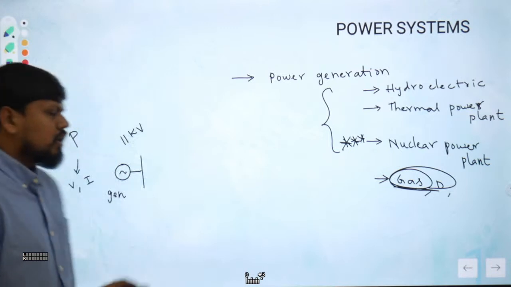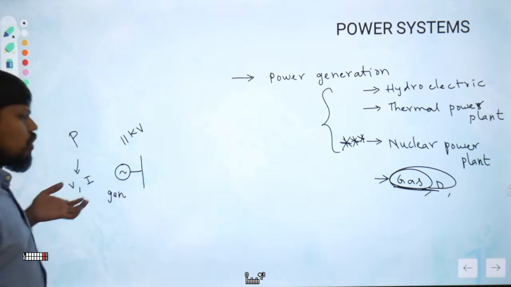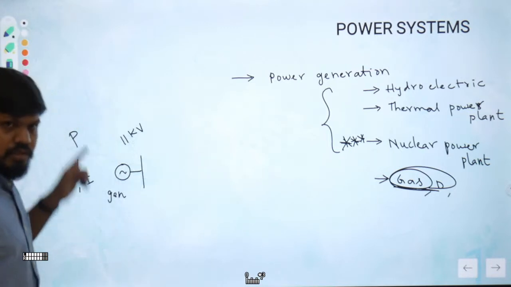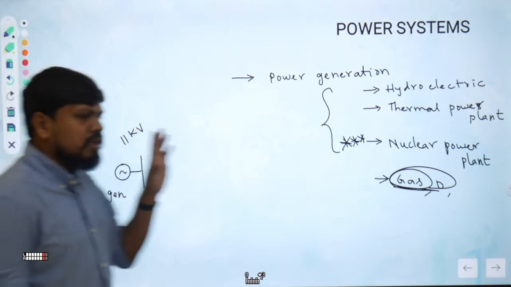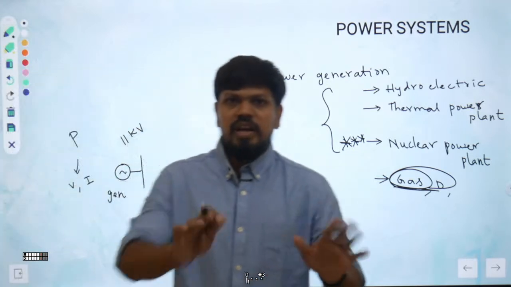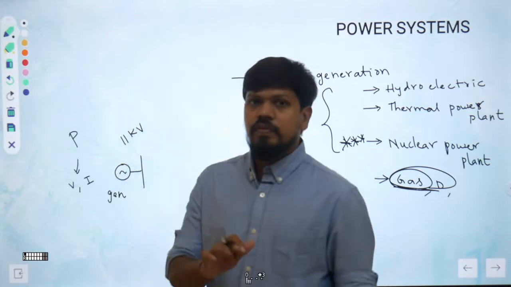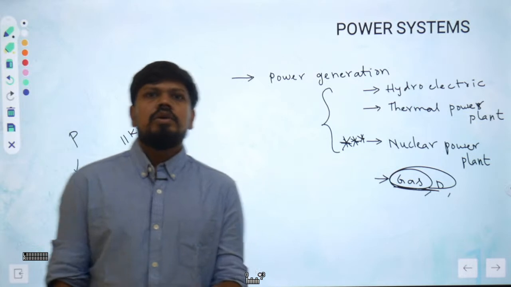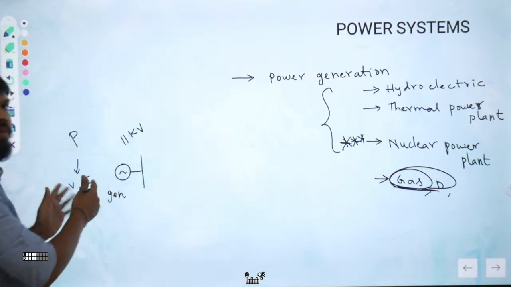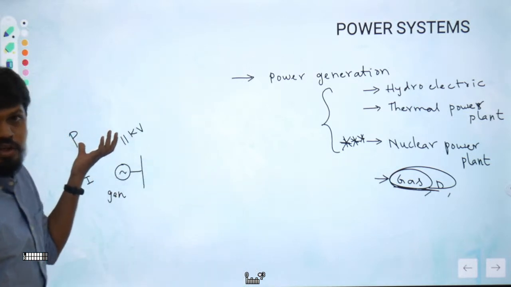But just now understand voltage and current. If voltage is more, current is less, because whatever power you are generating here will be constant. Every day you will generate 100 megawatt from this generator, for example. So voltage and current will be based on how much power you have generated.